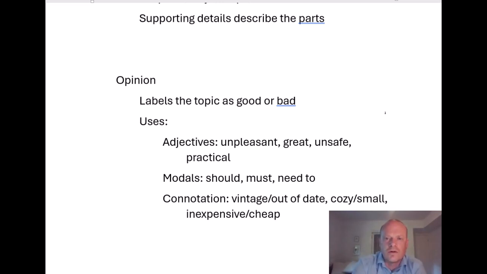Another word you can look for to indicate an opinion type of controlling idea is a modal. The most common one is should. When you use should, you're making a recommendation. So if you're making a recommendation, you probably think that that is a good thing. So should. Other words that are similar are must and need to.